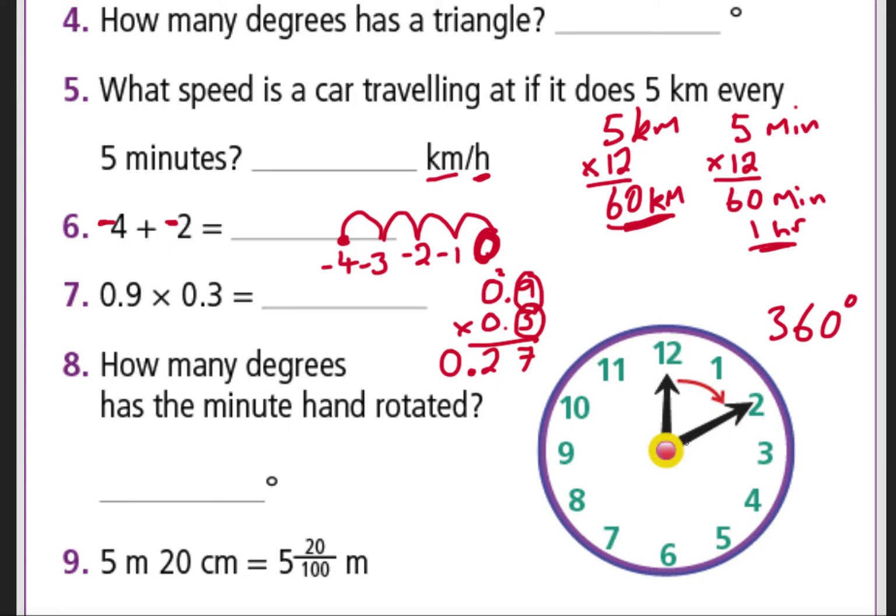So this is going 2 hours. So if we went another 2 hours here, that'd be 4. Another 2 would bring us to 6. Another 2 to 8. Another 2 to 10. And another 2 would bring us back to 12.